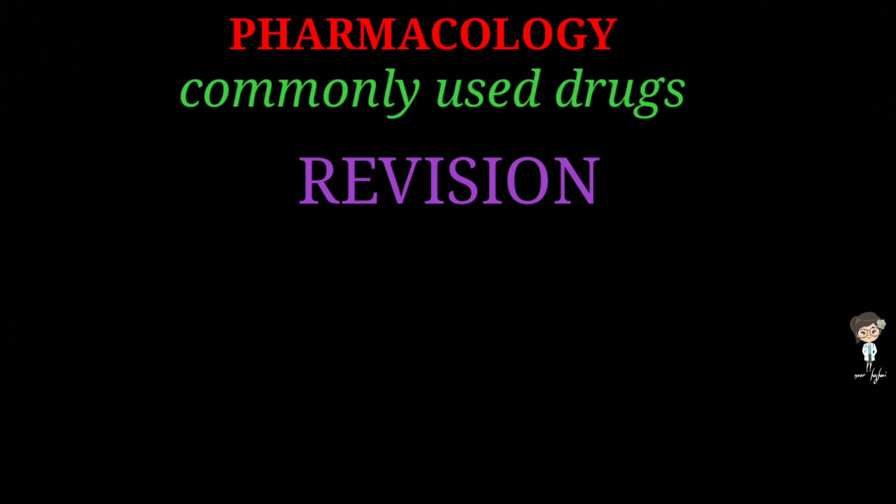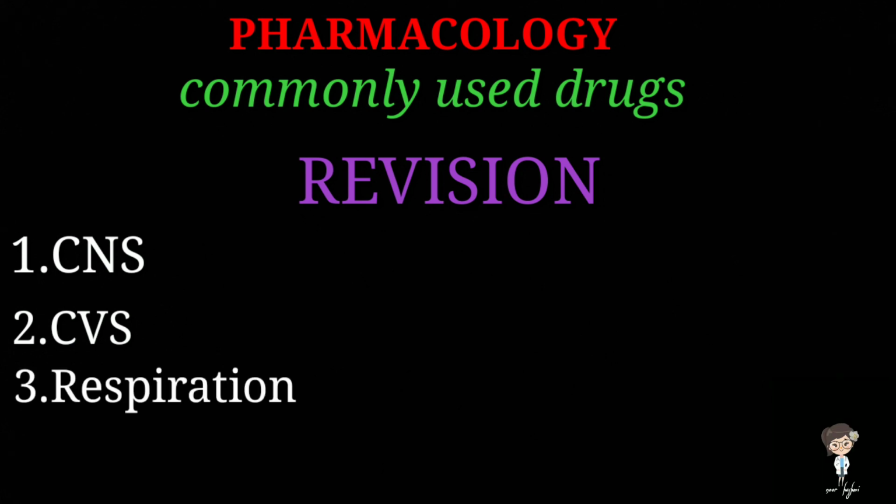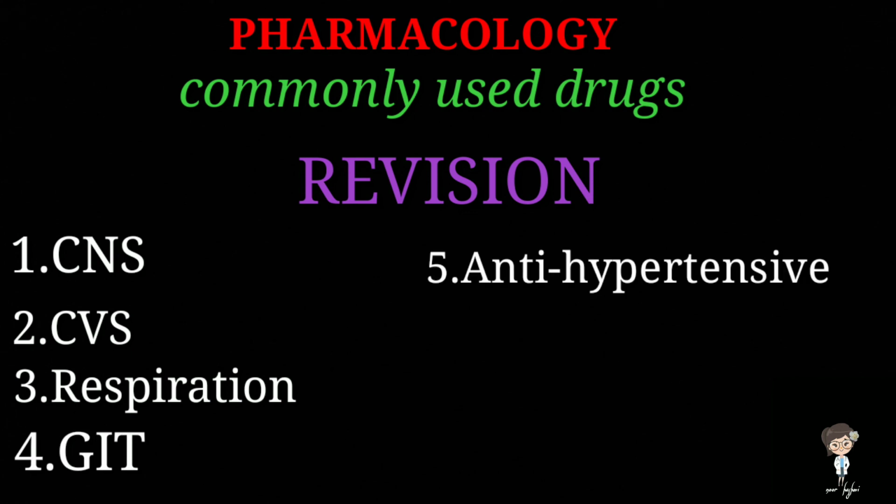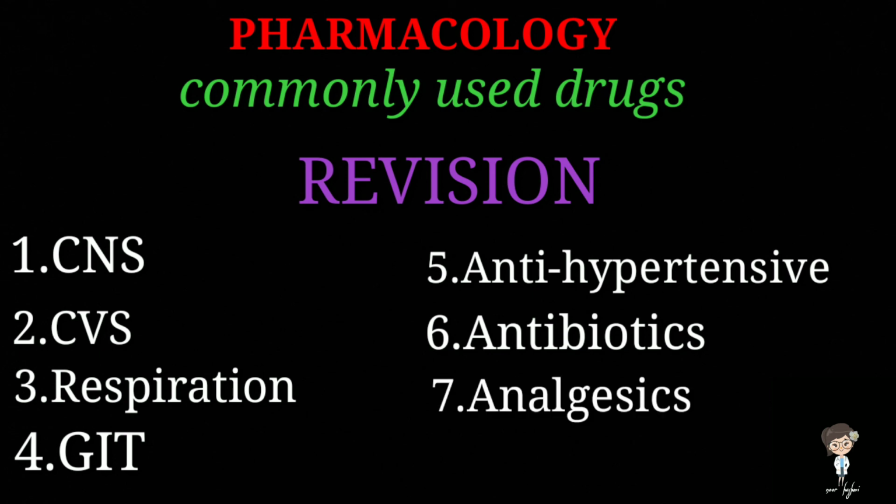So we discussed total 7 categories of drugs along with subcategories. For revision, we discussed 16 drugs of CNS, 11 drugs of CVS, 8 drugs of respiratory system, 21 drugs of GIT, 25 drugs of antihypertensives in 4 portions, having 4 in calcium channel blockers, 3 in beta blockers, 12 in diuretics, and 6 in ACE inhibitors. Likewise, we studied 13 drugs in oral category of antibiotics and 13 drugs of parenteral category of antibiotics. Lastly, we studied 12 analgesic drugs. So this was all basic about pharmacology.